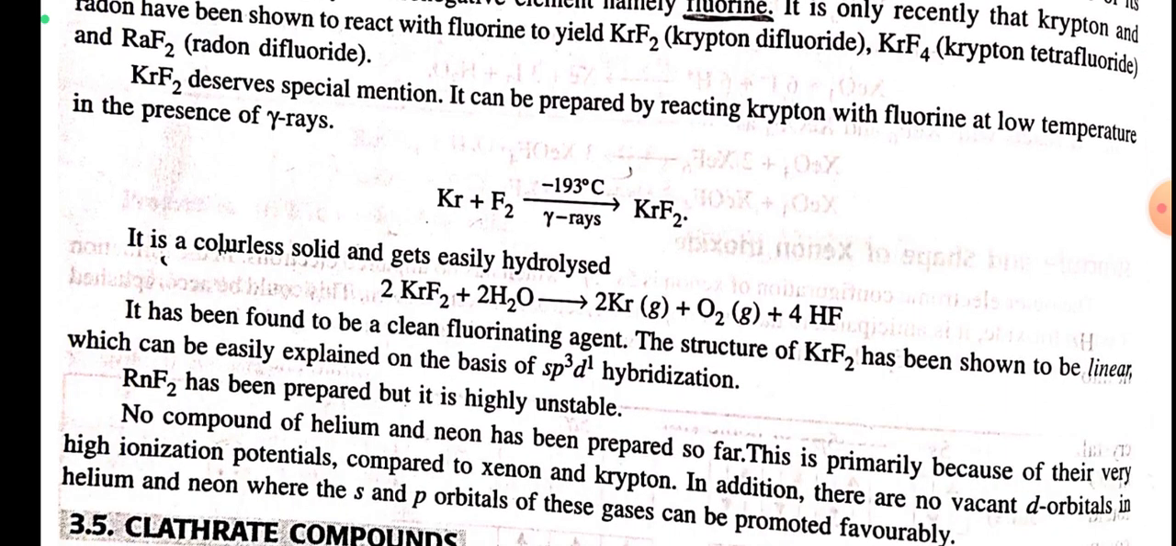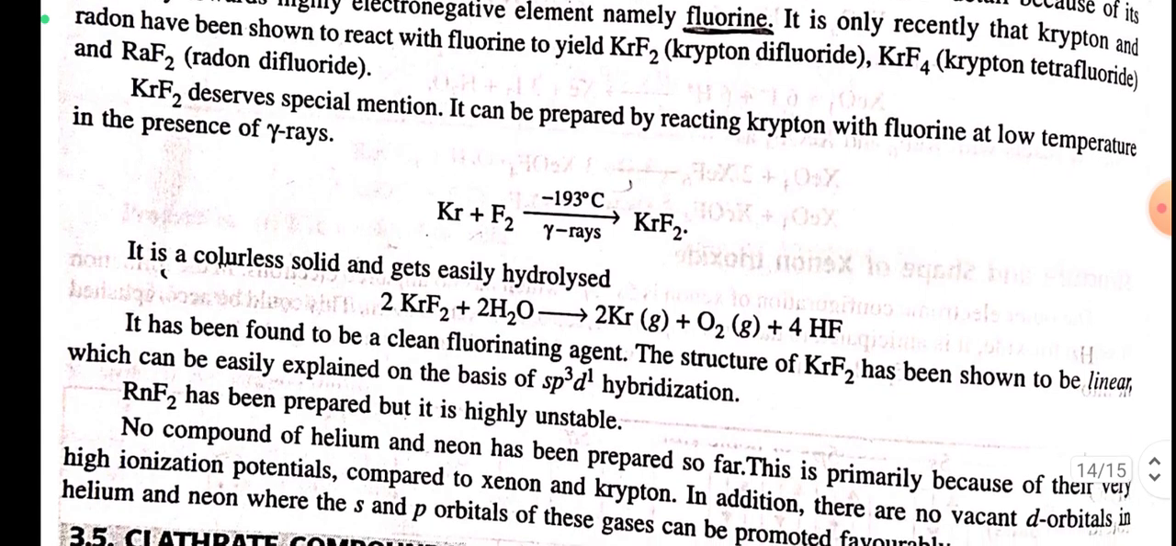Krypton difluoride deserves a special mention. It can be prepared by reacting krypton with fluorine at low temperature in the presence of gamma rays. It is a colorless solid and gets easily hydrolyzed. It has been found to be a very clean fluorinating agent, and the structure of krypton difluoride has been shown to be linear, which can be easily explained on the basis of its sp3d hybridization. Radon difluoride has been prepared, but it is highly unstable.